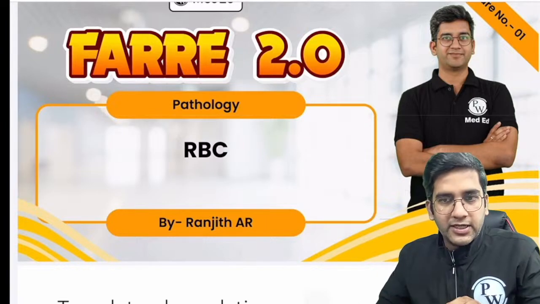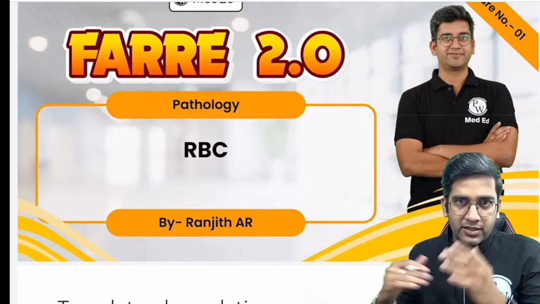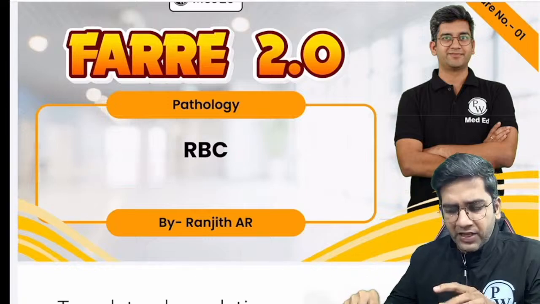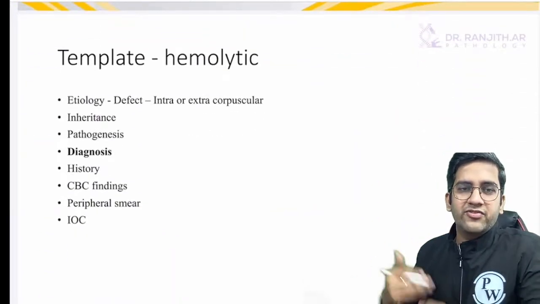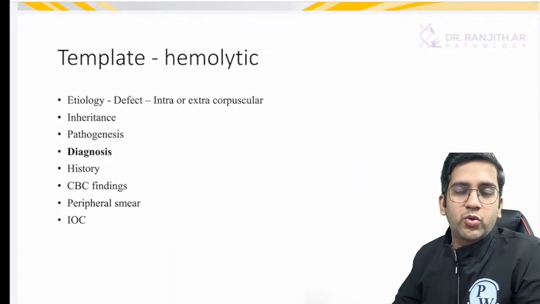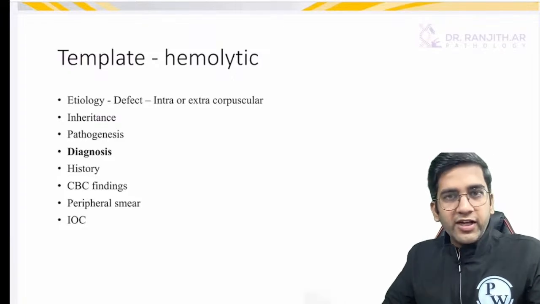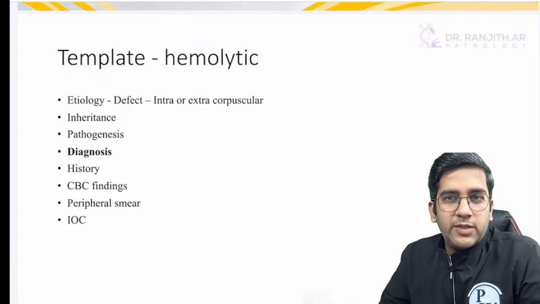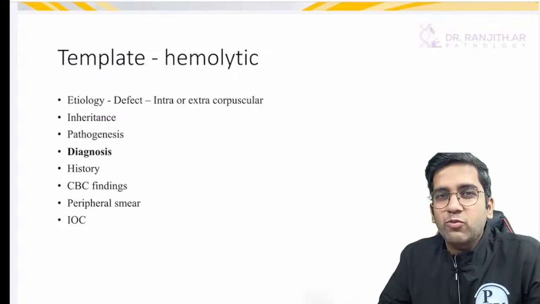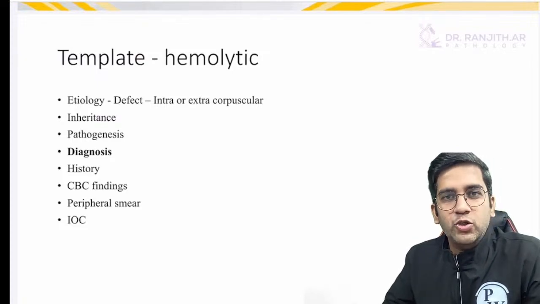Okay, so let's start. We'll go with the same template-based approach, whatever we are doing for the entire course. I'll primarily talk about RBC disorders, and if required, we'll do coagulation sometime later. Good afternoon, Samantha. Fine. So if you divide RBC disorders, there are two main groups: one is hemolytic anemia, the other is nutritional anemia. These are the two main groups, right?